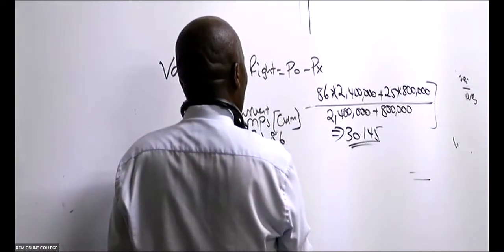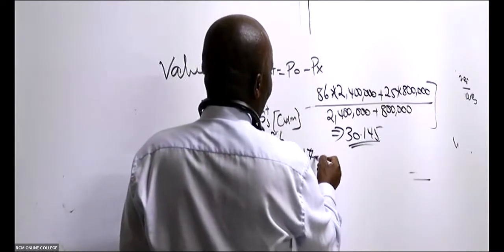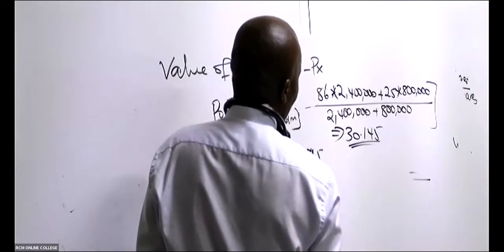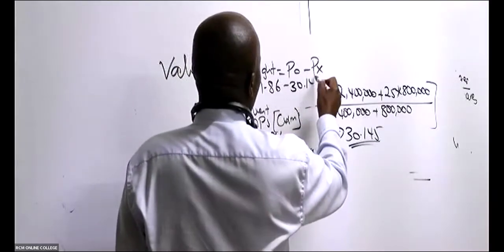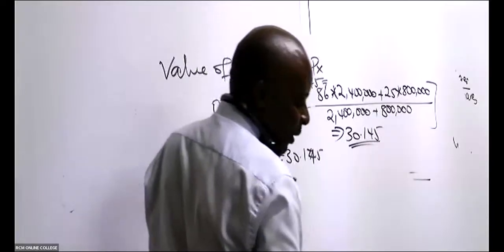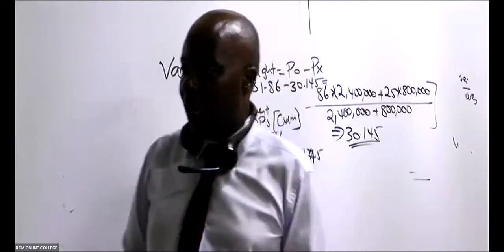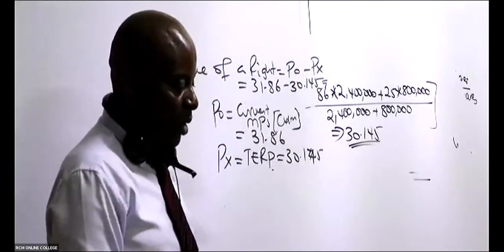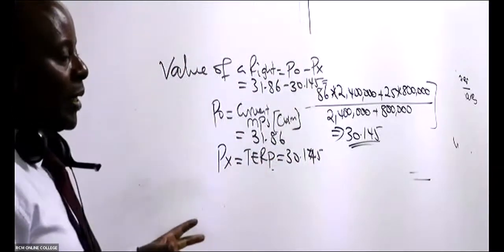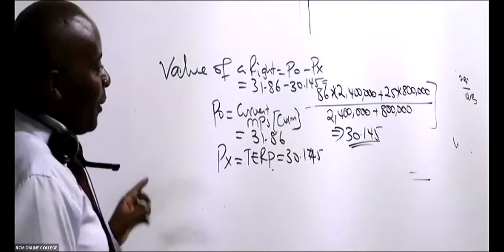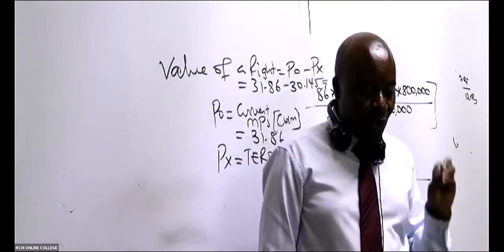And this PX is X rights. This is what we call the theoretical X rights price, TERP, that you comfortably gave me a figure of 30.145 or so. So you go ahead and subtract them. This is 31.86 minus 30.145, which will end up giving me what figure? PO minus PX. And then PO, don't work with 30. PO shall work with the cum-rights price. Never forget that, because this is not your usual share.